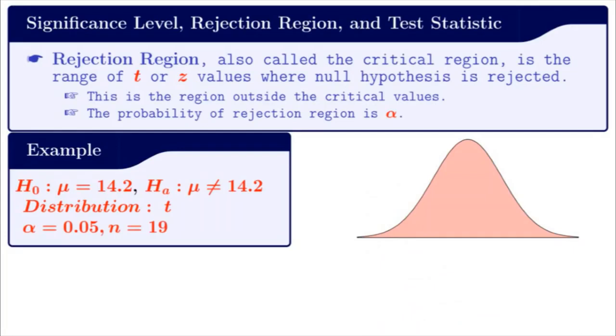Now, let's look at this example. Here we have null and alternate hypothesis given like this. Note that this is two-tailed hypothesis since we have not equal sign in alternate hypothesis here.